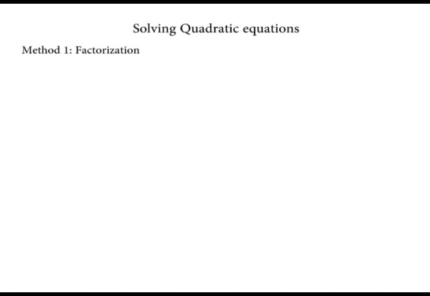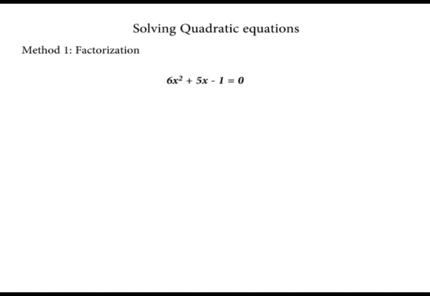Next, solving quadratic equations. Now, the difference between equations and expressions is the equal sign. Equations have equal signs, expressions don't. We solve equations, but we simplify expressions. 6x squared plus 5x minus 1 is a quadratic expression. When we add an equal sign, it becomes an equation. In this equation, we can solve for x.